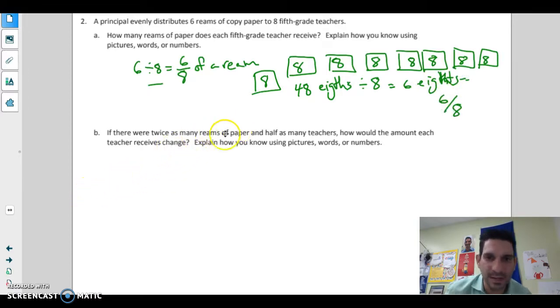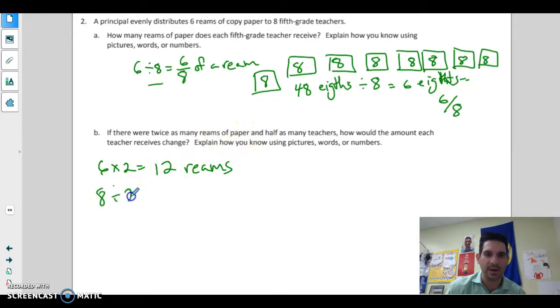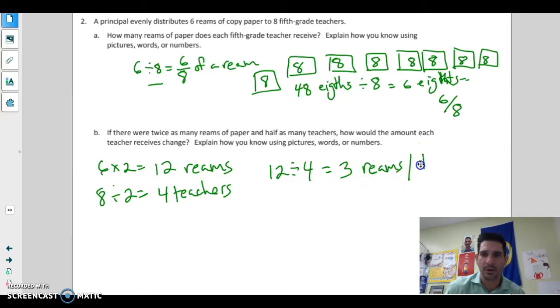Now, if there were twice as many reams of paper and half as many teachers, how would the amount each teacher receives change? If there's twice as many reams, 6 times 2, I have 12 reams, but half as many teachers, so 8 divided by 2 equals 4 teachers. Well, this would be 12 divided by 4, which equals 3 reams per teacher.